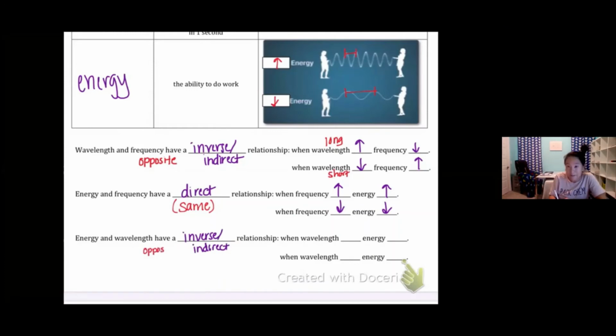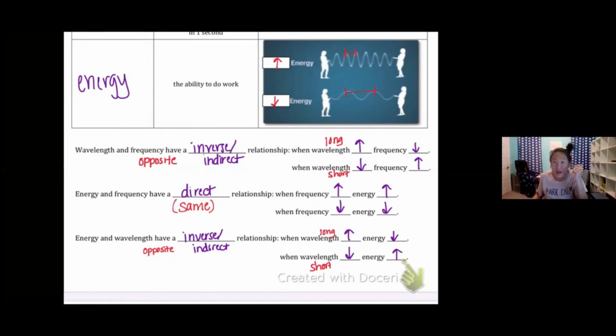When one goes up, the other one goes down. So let's talk about it. When wavelength goes up, remember, a length that goes up means it's really long. So when it's really long, the energy goes down, right? So they're opposite. When the wavelength is short, that means they're really close together. They're going boop, boop, boop, boop, boop. Then the energy is very, very high. So you have to understand these relationships, okay?